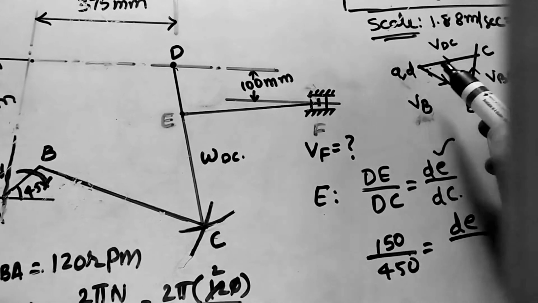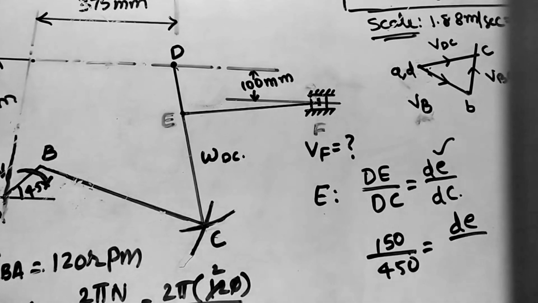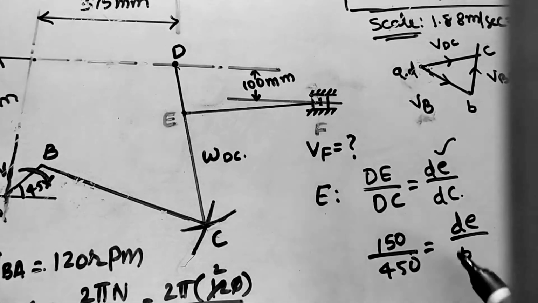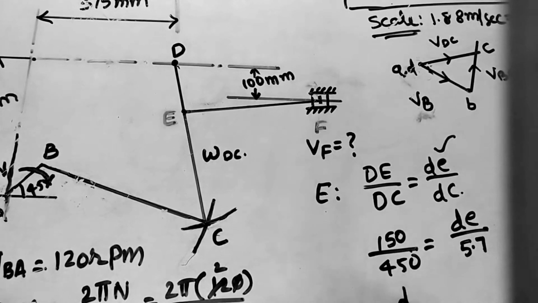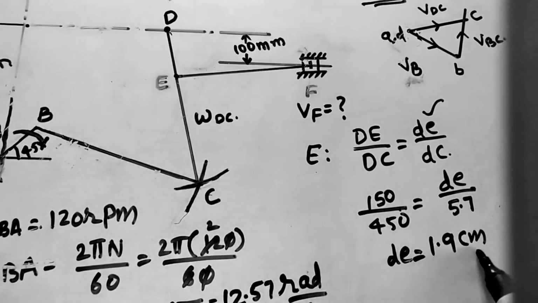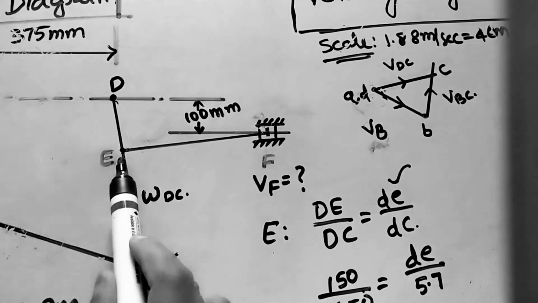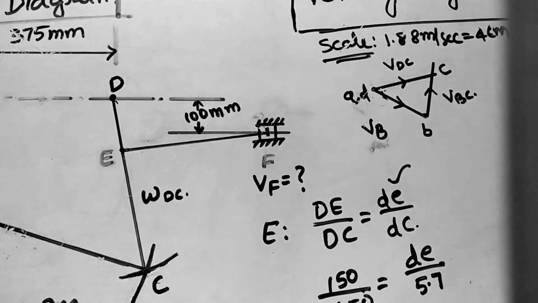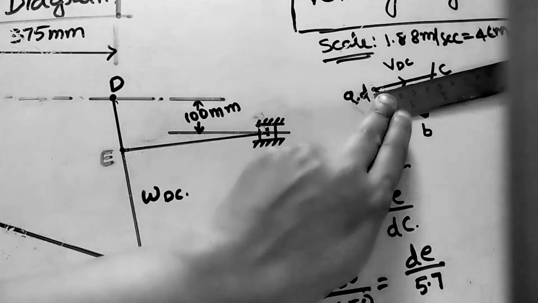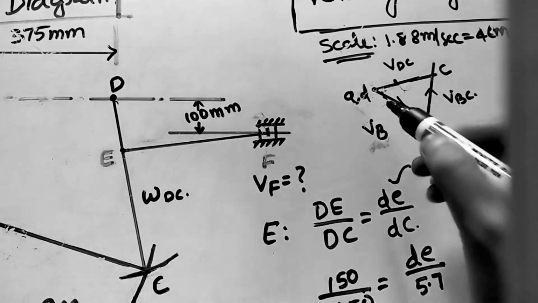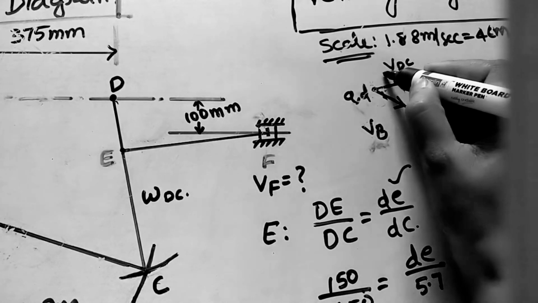DC, measure this value with the scale and take this value here. So DC value just now we have measured. So this value is some 5.7 centimeters. So find out DE by using calci. DE I got 1.9 centimeters. So I will mark DE 1.9 on DC line. Okay, on DC line I will mark E point 1.9 centimeter. Okay, the velocity diagram scale, I have marked E point on the DC line. So this is small e.